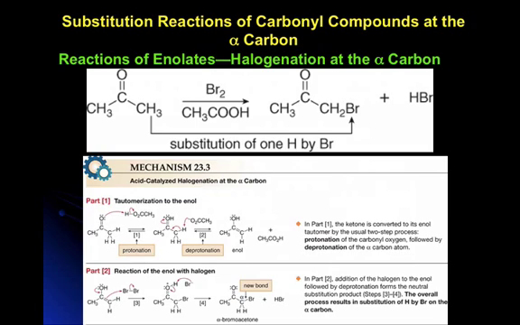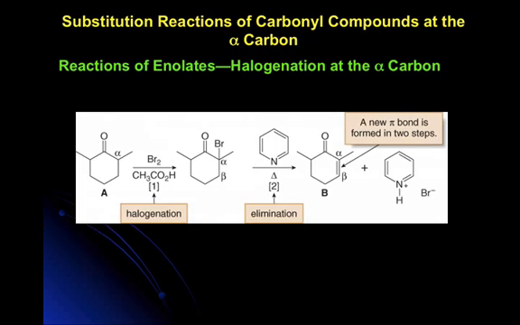But notice it goes through an enol intermediate, not an enolate intermediate, and why must that be the case? Why don't we have an enolate here? Can we have an enolate under acidic conditions? No, because the enolate will get protonated, right? So all we can generate under acidic conditions is the enol, okay? So we can halogenate the alpha carbon, okay?